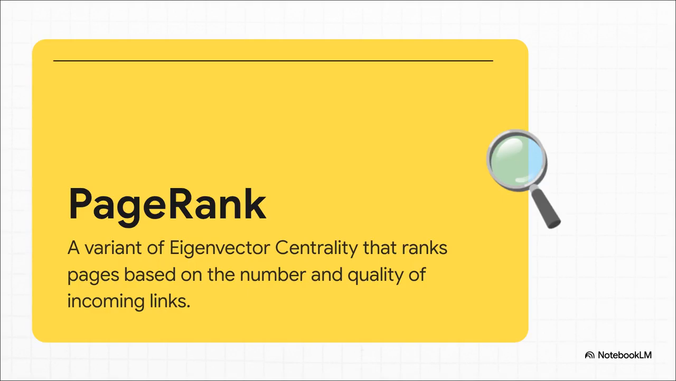And if you want to talk about real-world impact, it doesn't get any bigger than this. Google's original revolutionary PageRank algorithm, it's a direct descendant of eigenvector centrality. It didn't just rank pages by how many sites link to them, but by the quality of those linking sites. That one idea didn't just revolutionize search, it built one of the most powerful companies in history.